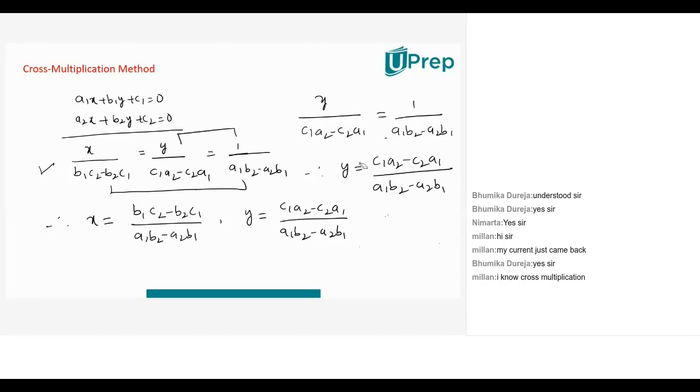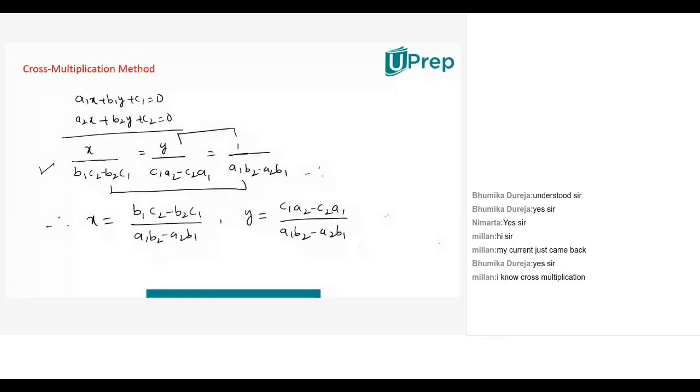This method is called the cross multiplication method. In future, in your higher classes, I prefer you guys go for cross multiplication only. Get used to it whenever you're solving linear equations in two variables. Better use this cross multiplication method. I'm sure it's clear for everyone. Anyone have still any doubt? Please let me know. Copy this. We'll go for problems part. So we'll solve some questions based on cross multiplication method.